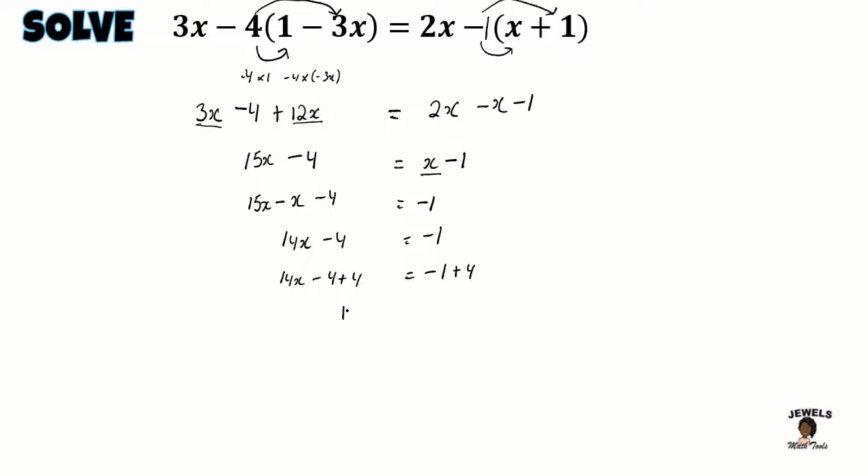So we now have our 14x, and negative 1 plus 4 will give us a positive 3. And now we're going to apply our two-step rules, our one-step equation rules when we are multiplying. That means I'm going to be dividing by 14 on both sides of the equation to get my x on one side of the equation by itself. My 14s will cancel, and therefore my x is equal to 3/14. Okay, and I'm going to leave that as a fraction.